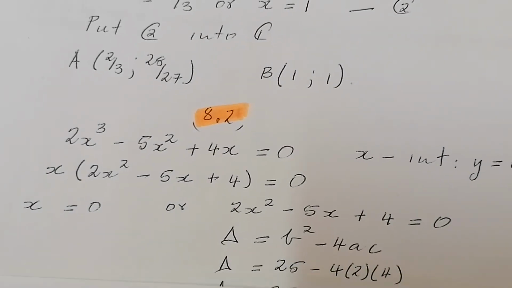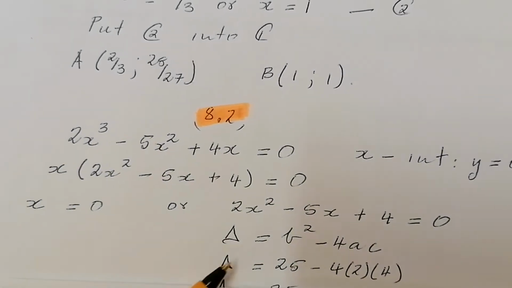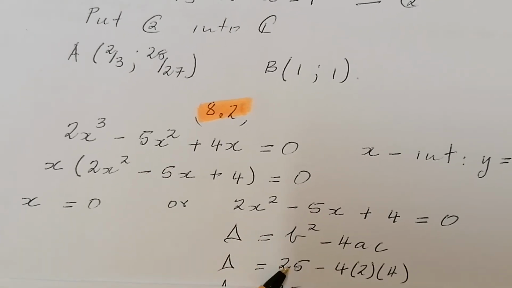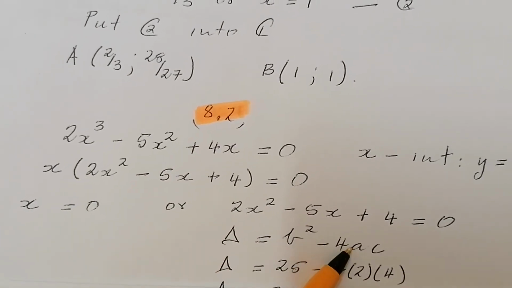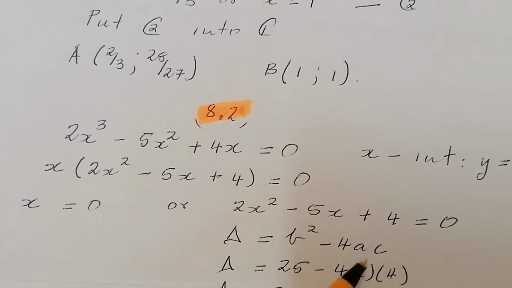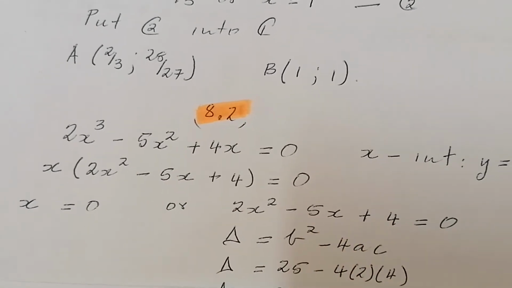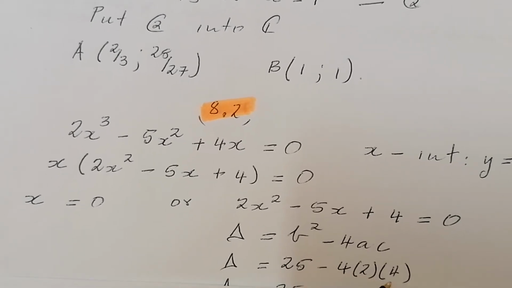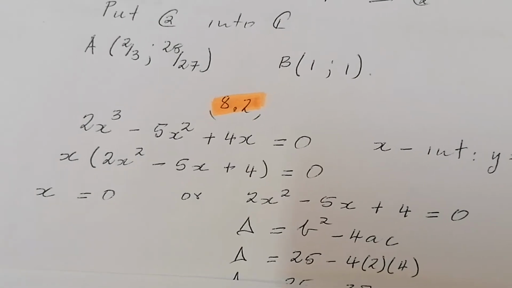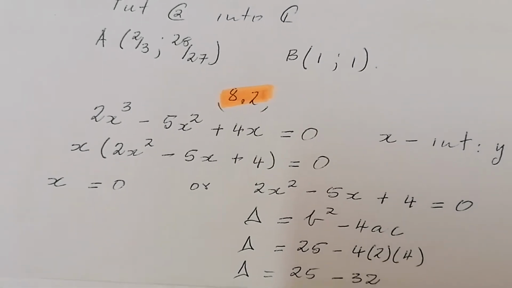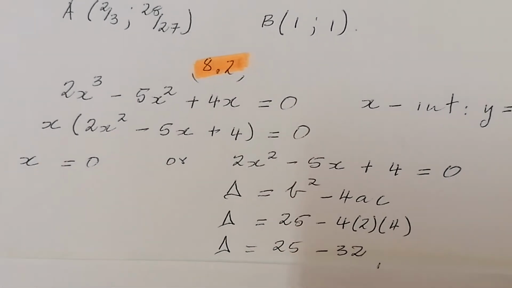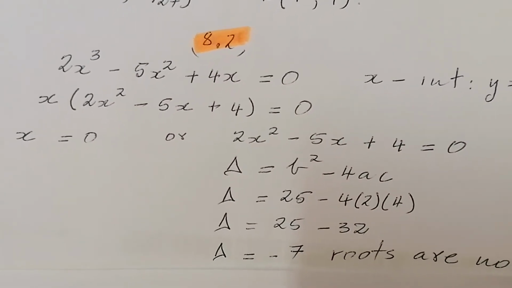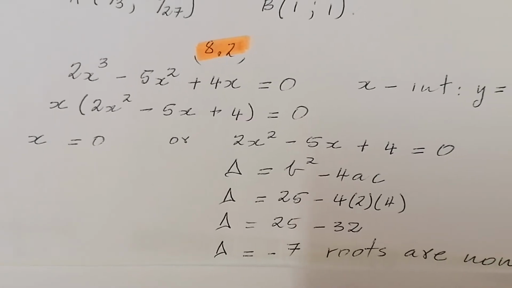Now, I substituted. The value of b is minus 5. Minus 5 squared is 25. The value of a is 2. The value of c is 4. You multiply 4 by 2, then you multiply the product of the 2 by 4. You get minus 32. You simplify this. You can see that delta is negative 7.